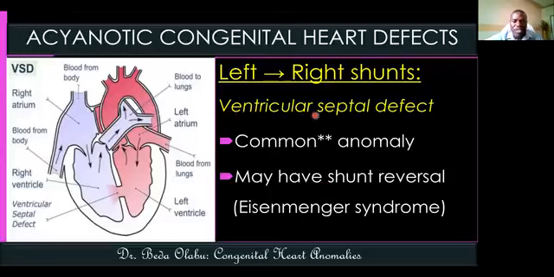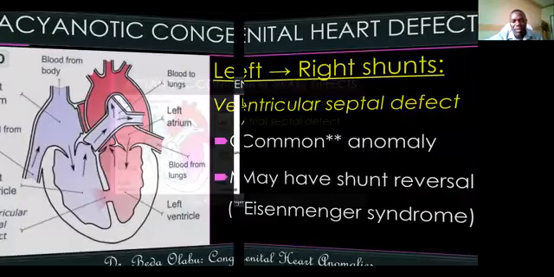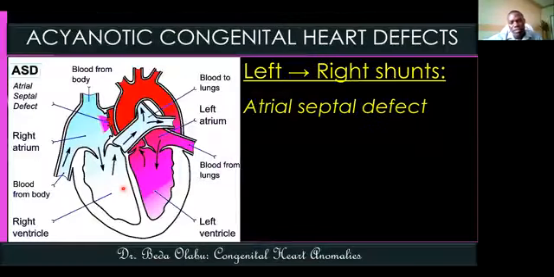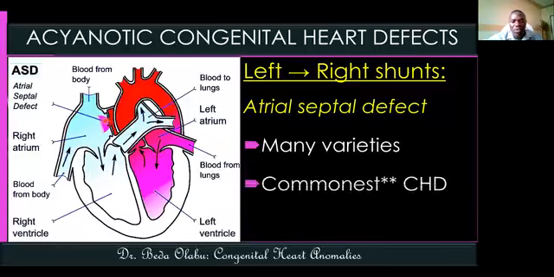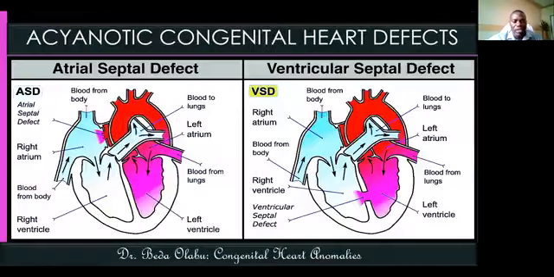So VSD, ventricular septal defect, is a common congenital heart disease. These are some of the things we call a hole in the heart. Together with the ASD, atrial septal defect, which means that there's a defect between the right and the left atrium. In most cases, this will be occurring at the level of the foramen ovale. Again, a very common congenital heart disease. So remember, VSD and ASD are the commonest congenital heart diseases. These are the ones we call a hole in the heart.